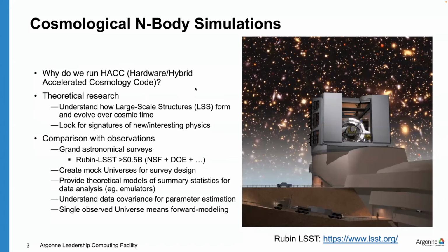So I guess a good question is, why do we run HACC? HACC is an N-body simulation code for cosmology. It's very important for theoretical research. So it's understanding large-scale structure formation, looking for signatures of new physics, comparing with observations. There's only one observed universe, so a lot of forward modeling is very important.